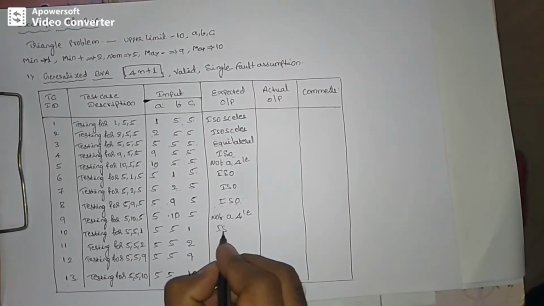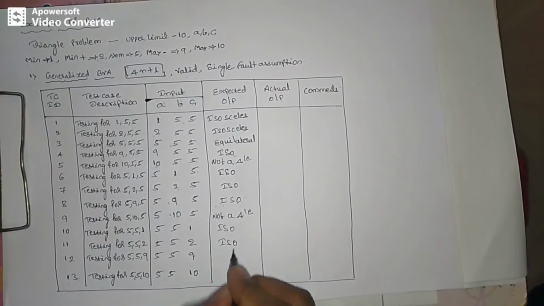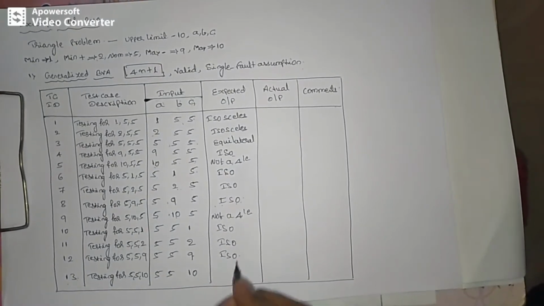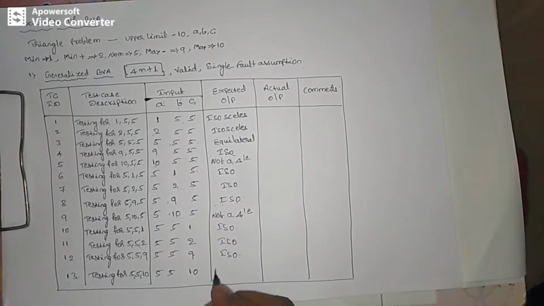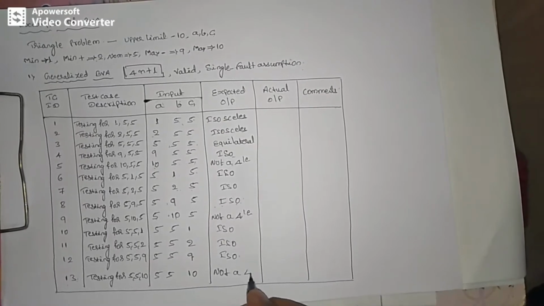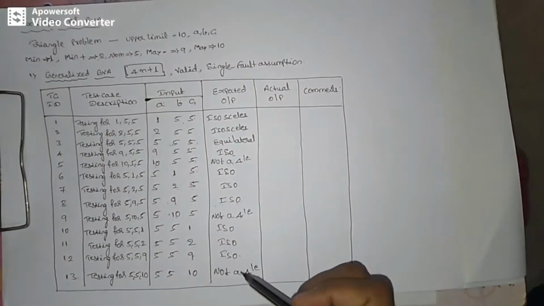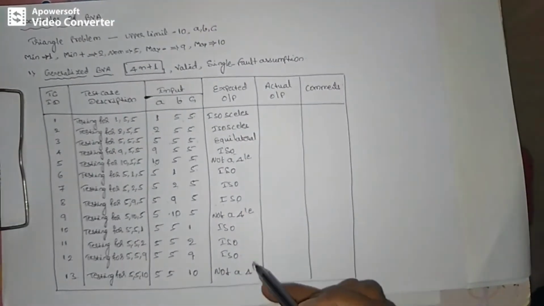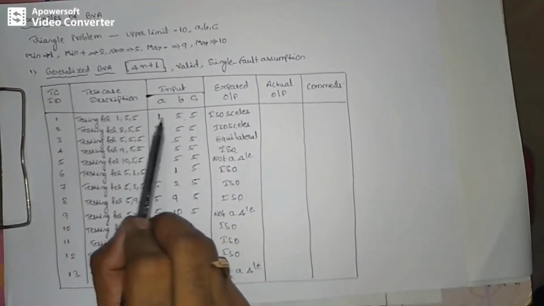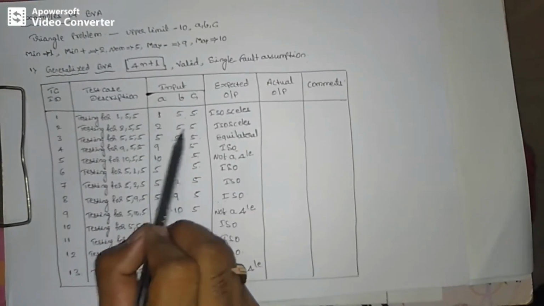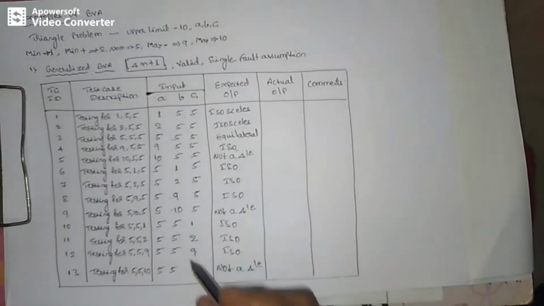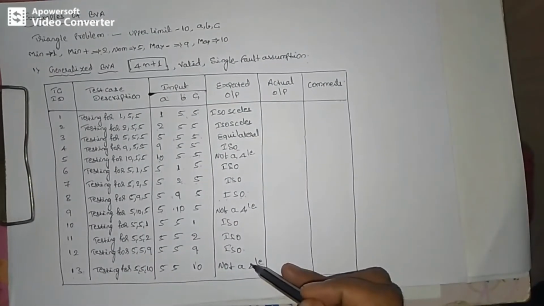Then this is also an isosceles triangle. This will become isosceles. This is also an isosceles triangle. Then similarly here also you can see it is not possible to form a triangle. This is what a tester will be expecting, these output results, whenever a tester specifies these as an input parameter list. These are the test cases. These are the expected output results.